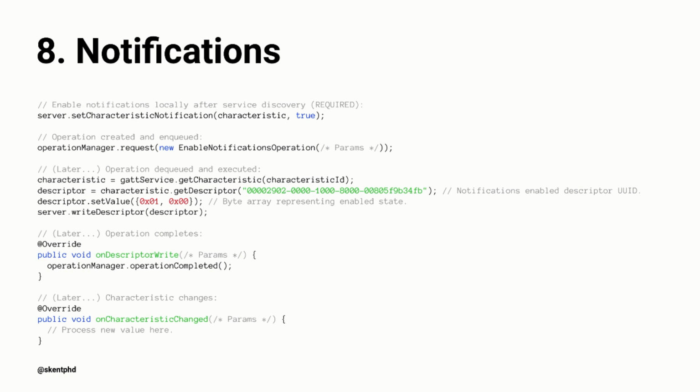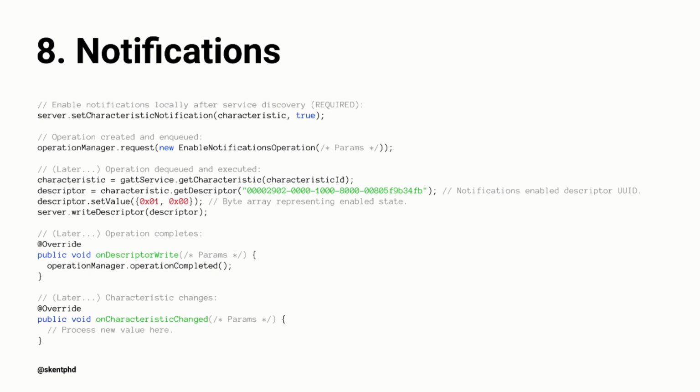Then we do our requesting from the operation manager, say, hey, I'd like to queue up this enable notifications operation. And then when we are told that it's time to perform that, we get the characteristic and we tweak the descriptor to say, okay, you should enable notifications. And you might be able to see, even if you can't read the text, there's a big long green string in the middle of that. That string is specifically the UUID, which corresponds to the turn on notifications descriptor.